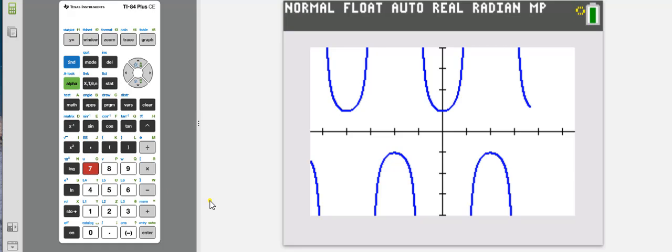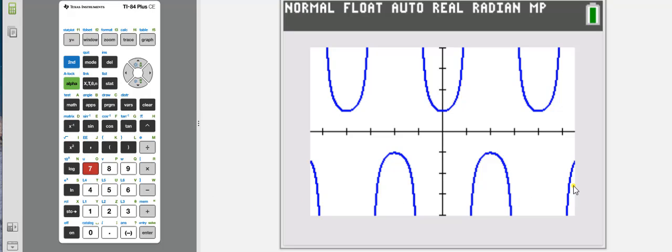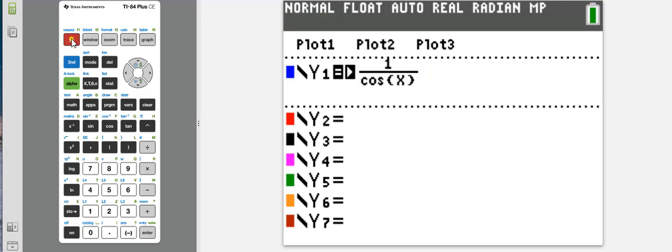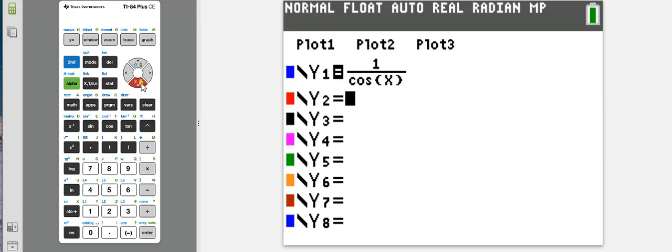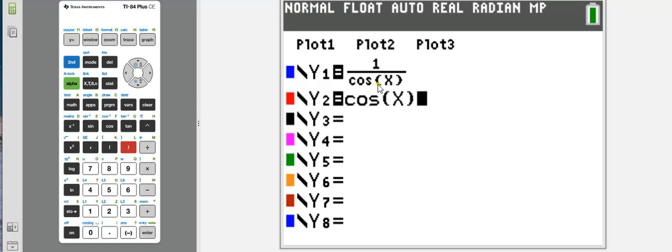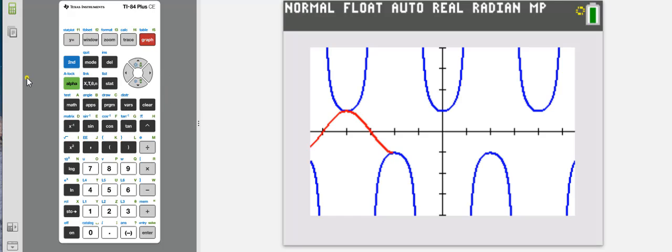It looks like secant x looks like a bunch of parabolas going upwards and going downwards, isn't it? Now what I'm going to do is, for my y2, I'm going to graph cosine x and see what happens. Remember, secant x is in blue, cosine x will be in red. Look at this.